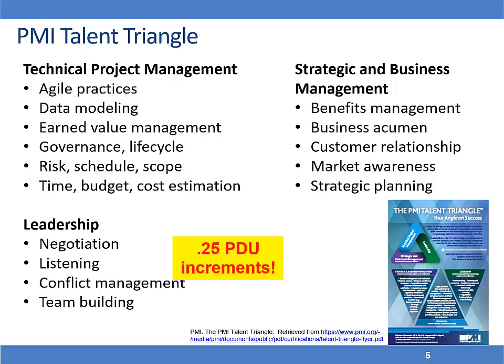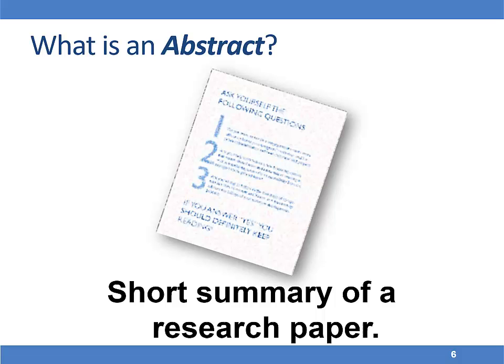The talent triangle includes technical, leadership, and strategic and business management. And as an example, agile practices, data modeling, earned value, things like that fall under what PMI considers their technical aspects of project management. Leadership aspects include things like negotiation and listening skills and dealing with conflict. And their strategic and business management section deals with benefits management, understanding the business, the relationship with customers, strategic planning, and things like that. Those will need to be identified in your abstract when you submit it for this.